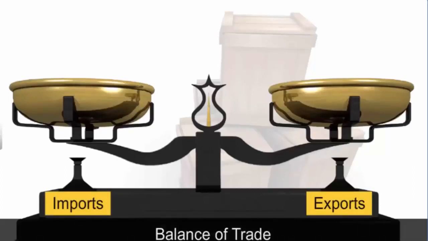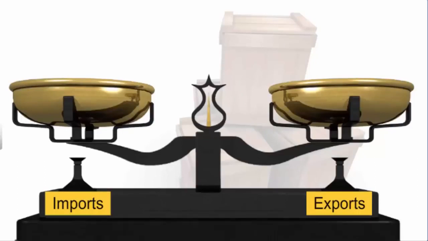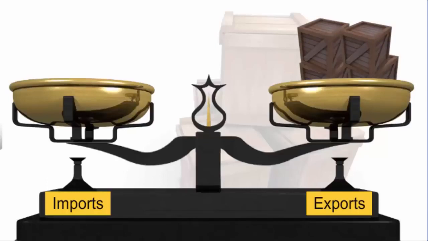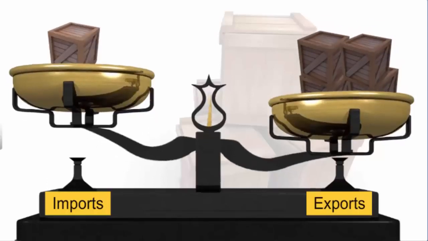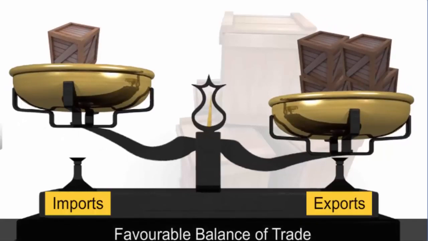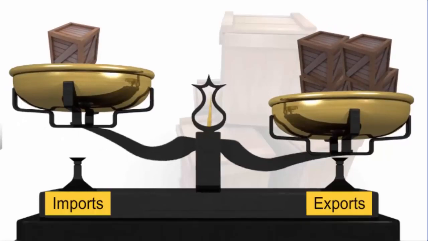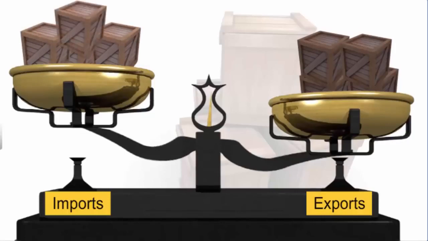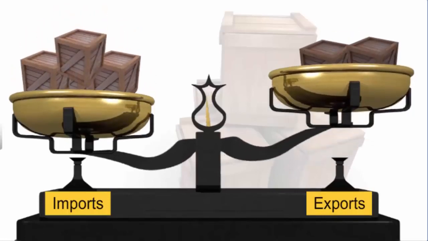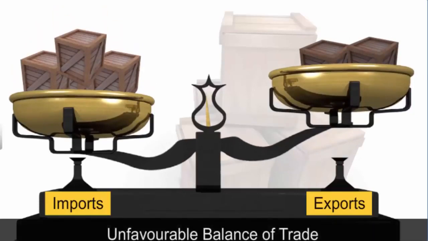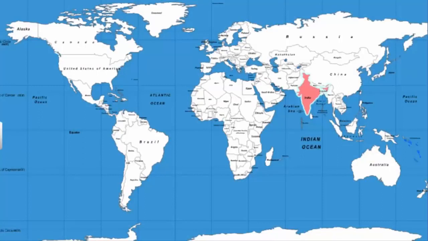The difference between the exports and imports of a country is called its balance of trade. When the value of the exports of a country is more than the value of its imports, the country is said to have a favorable balance of trade. When the value of the imports of a country is more than the value of its exports, the country is said to have an unfavorable balance of trade.